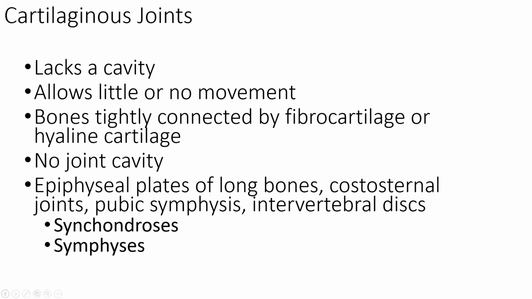Now, the cartilaginous joints. And so now we've gone from the immovable to the slightly movable. All of the joints that have cartilage in there have little movement. It's either fibrocartilage or hyaline cartilage, no cavities at all. Now we see this at the sternum. We see it at the pubic symphysis. We see it at the intervertebral disc. And something new, we see it in the long bones and what we call the epiphyseal plates.